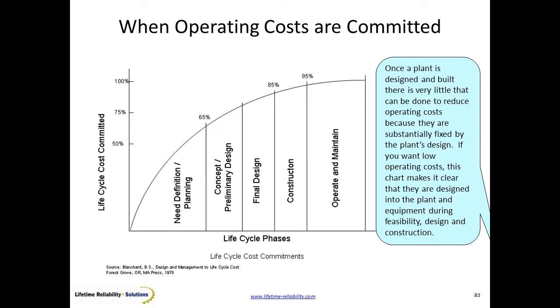This is the future operating costs at the various stages of the life cycle of a plant. By the time we finish our planning and our feasibility, the choices we have made have locked in 65% of the future operating costs. By the time we finish the final design and select our materials and our equipment and the manufacture of that equipment, we've locked in 85% of the future costs. By the time we build it and hand it across to operations and maintenance to run the plant, 95% of those future costs of maintenance and operations are unchangeable, locked in forevermore.